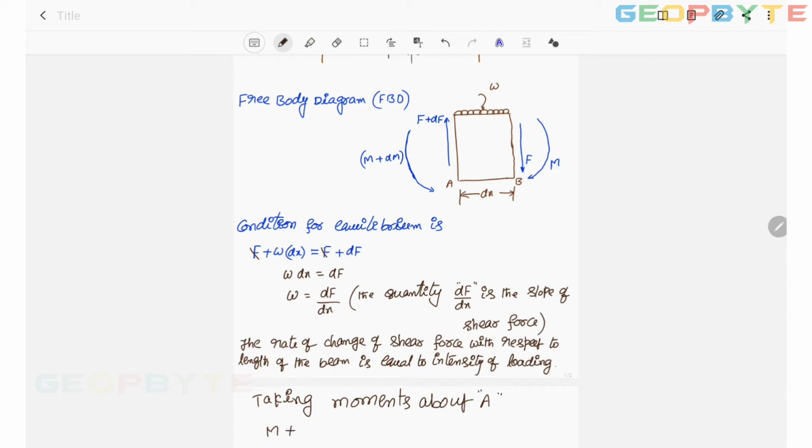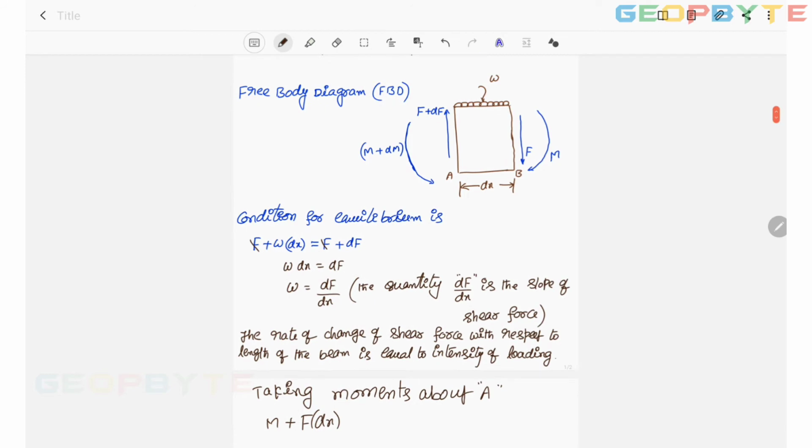The moment due to force F into dx is also acting clockwise, plus the moment due to UDL, W into dx. UDL multiplied by UDL distance gives the point load. We are assuming that the point load is acting at the middle of dx. For that middle point to A, you have to take the distance, that is dx by 2. I hope all of you understood.